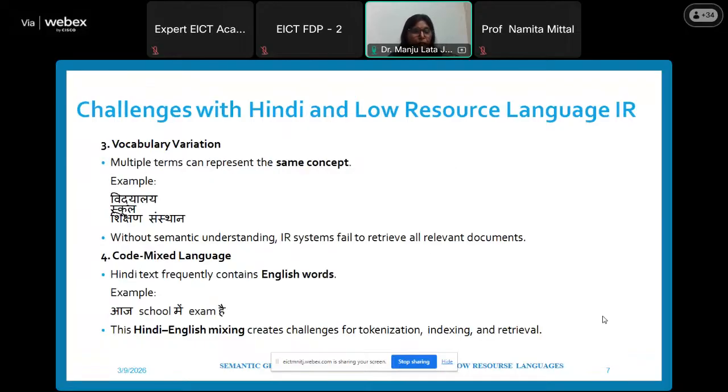Vocabulary variation. I already took the example of school, vidyalay, shikshan sansthan. Code-mixed language. Yes, for example, आज school में exam है. It is having Hindi plus English.